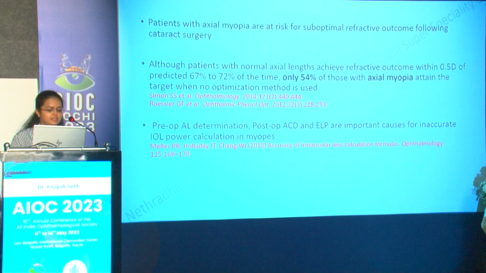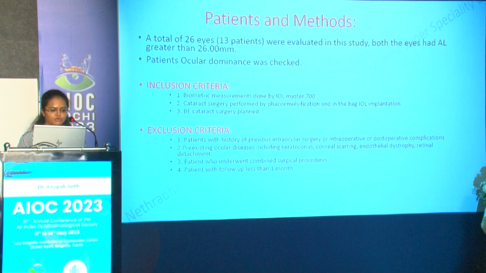The pre-op axial length determination, the post-op anterior chamber depth, and the effective lens position are the important causes for inaccurate IOL power calculation in high myopes. In our study, a total of 26 eyes of 13 patients were evaluated, and both eyes had an axial length of greater than 26 millimeters, and the patient's ocular dominance was checked. The inclusion criteria were biometric measurements done only by IOL Master 700, cataract surgery performed by phacoemulsification with in-the-bag IOL implantation, and cataract surgery planned in both eyes.